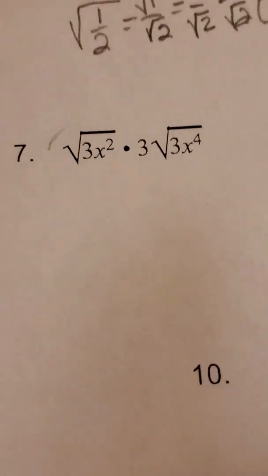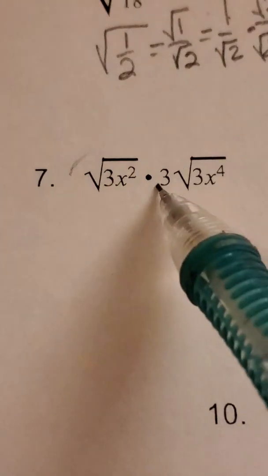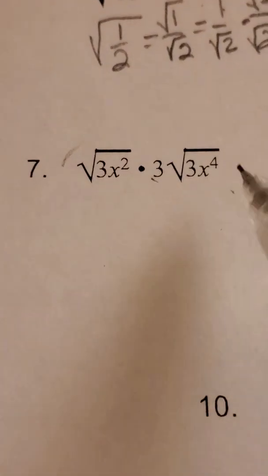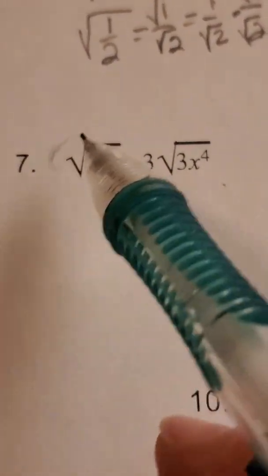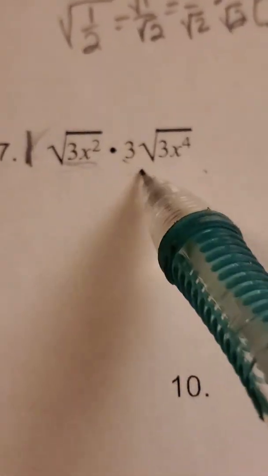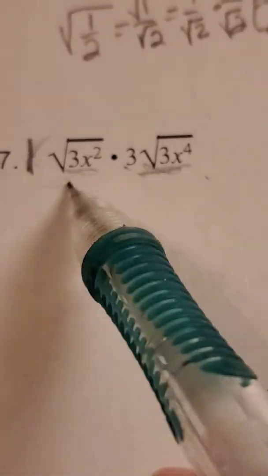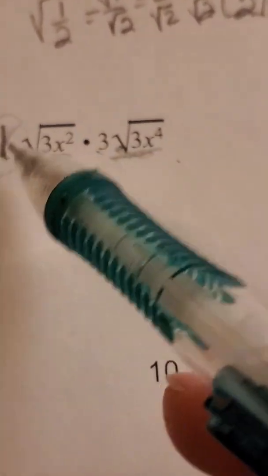Okay? Here, notice we have a 3 in front of this 3x to the 4th, but we don't have any numbers over here. Okay? Which means we have one of them, right? We have one of these. Okay, over here we have 3 of these, but we only have one of these. So when this happens, you take the numbers that are outside the radical and multiply them together. Okay, so 1 times 3 is 3.